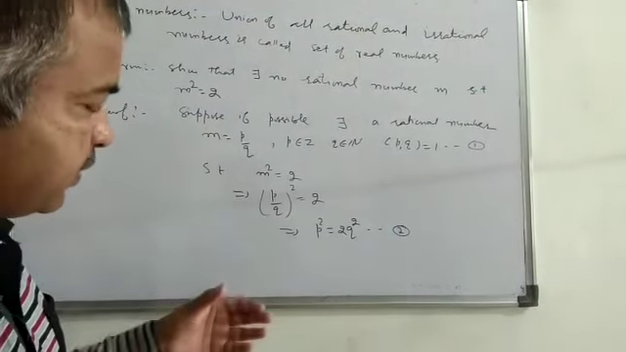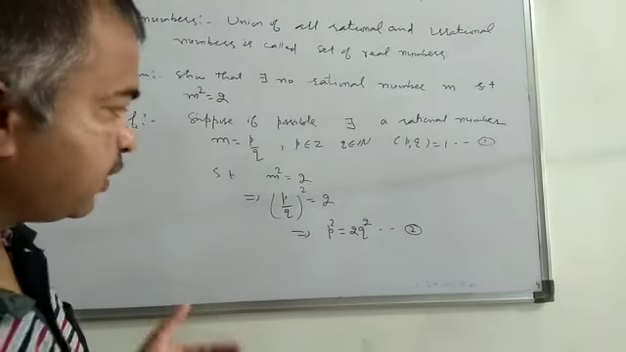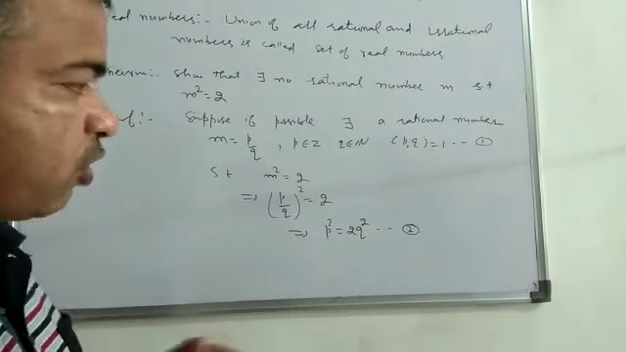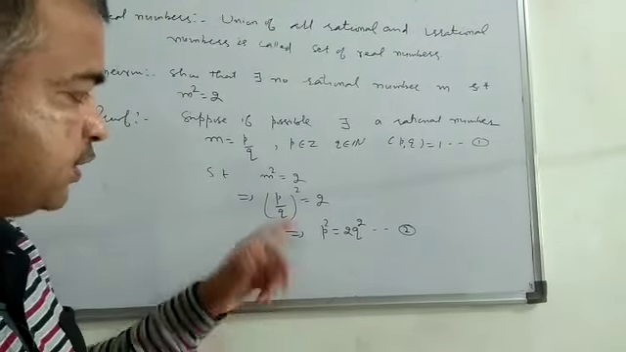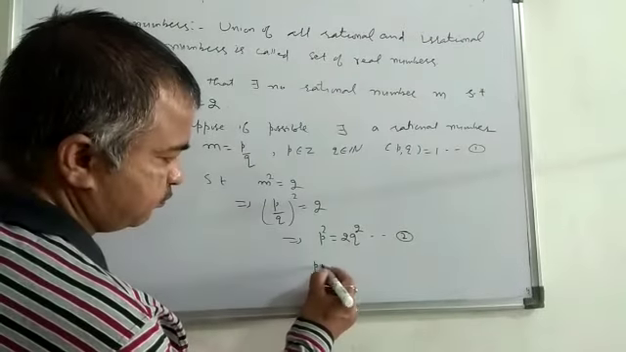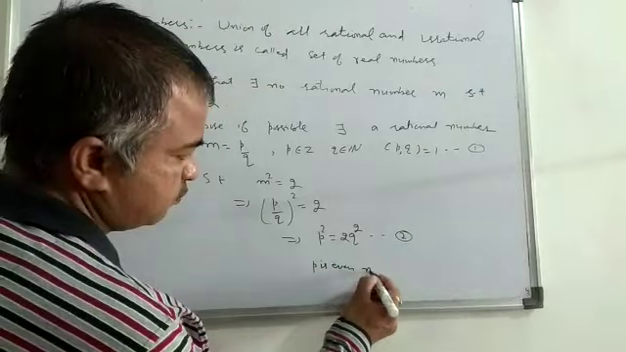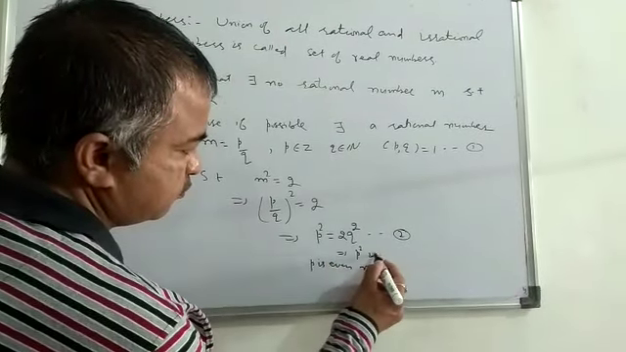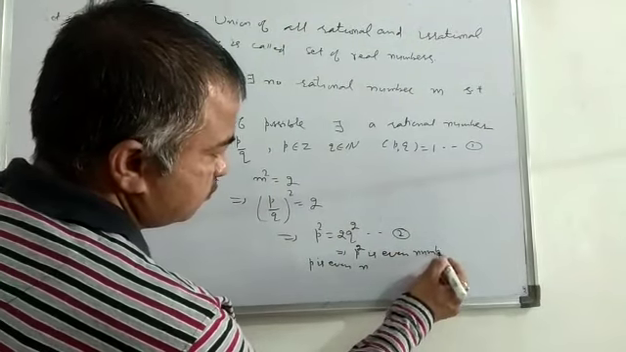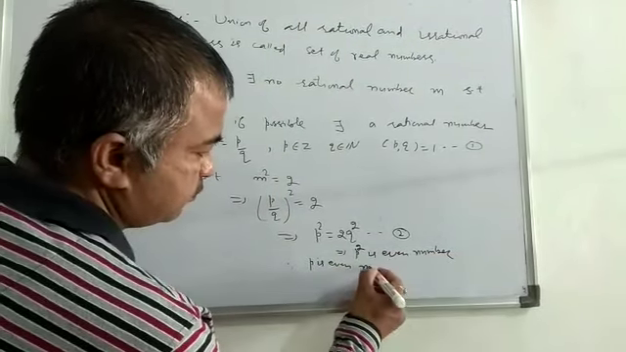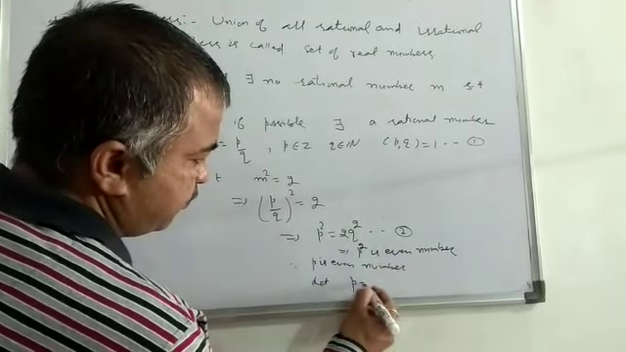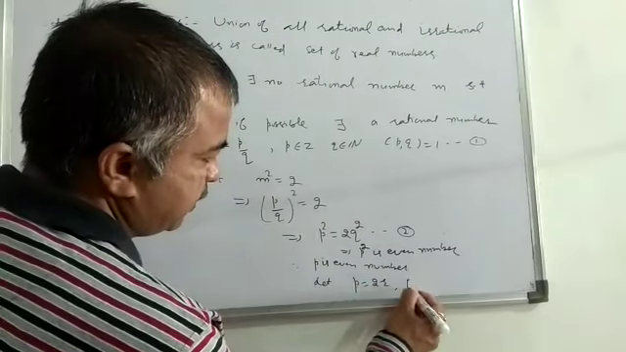So if p square is an even number, it means p is also an even number, because if suppose p is an odd number, then we know that the square of an odd number is odd, but here p square is even, so p cannot be odd. So therefore p is an even number. So let p equal to 2r for some integer r.